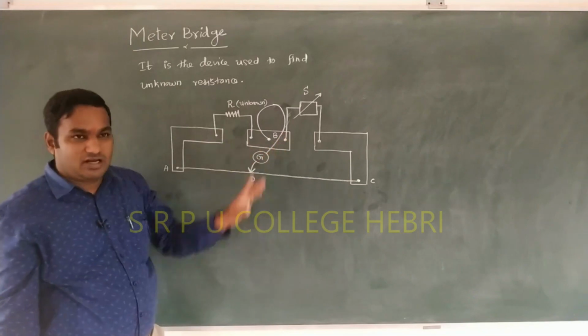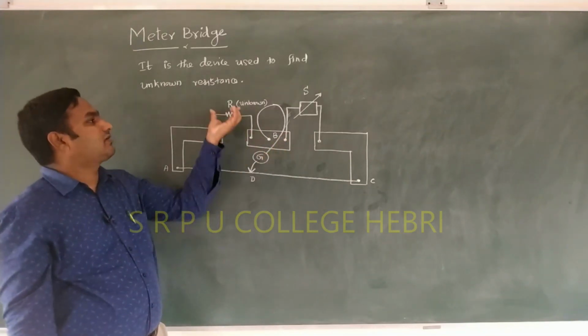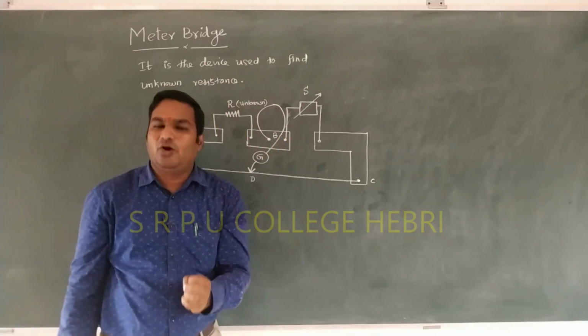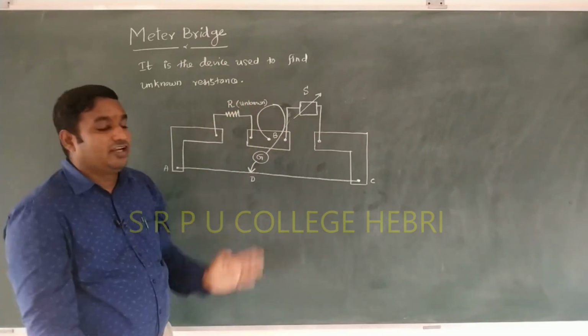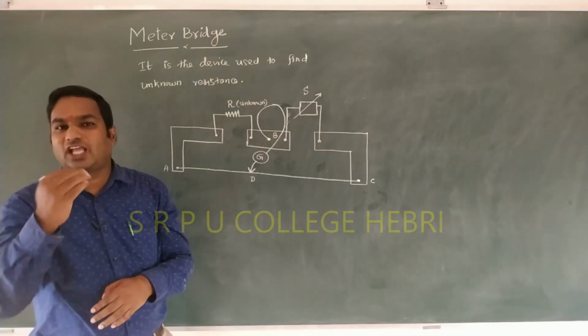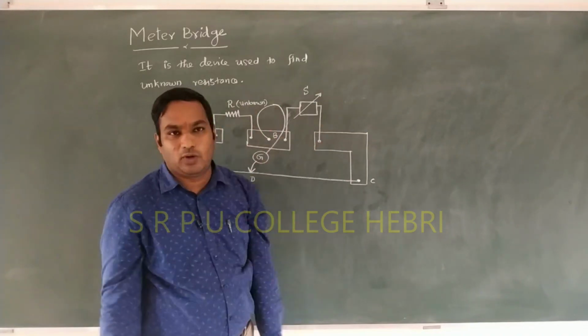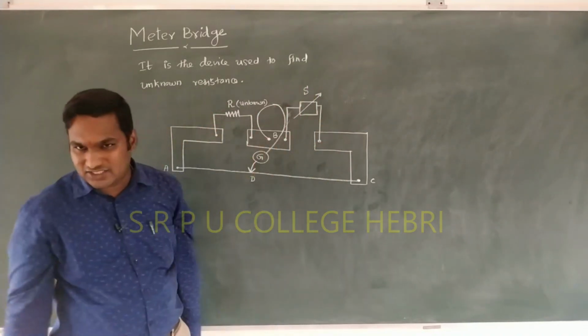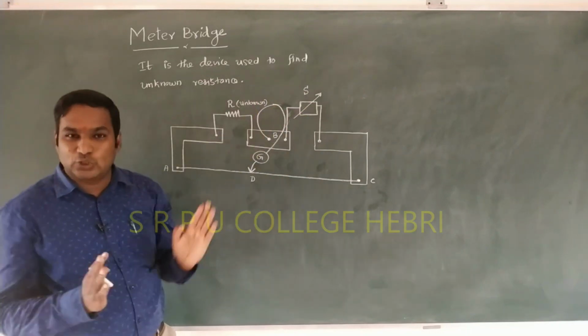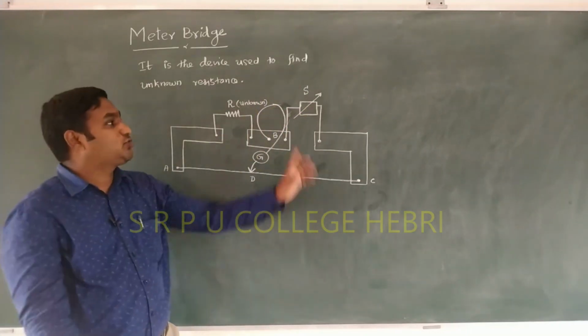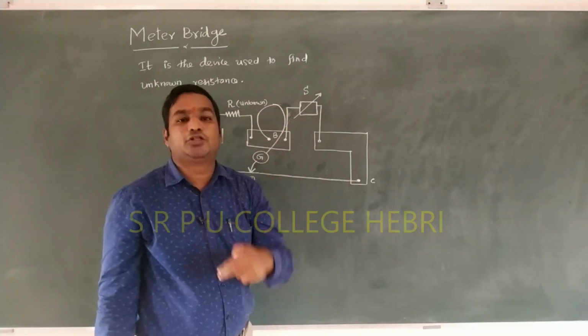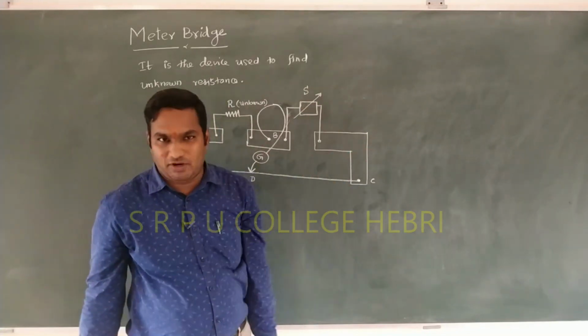And 2 gaps are there, and 1 gap is connected to a wire of suitable resistance R. Its value is unknown. That you have to calculate. The other gap is connected to a standard resistance box. We call it S, also called the resistance box. Its value is going to change from trial to trial. Trial to trial, you change it.